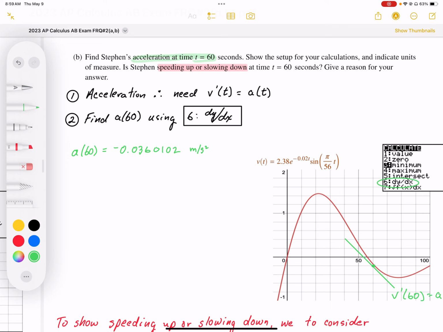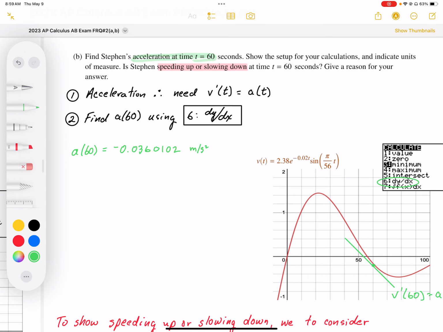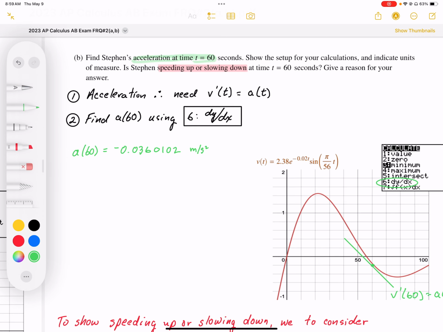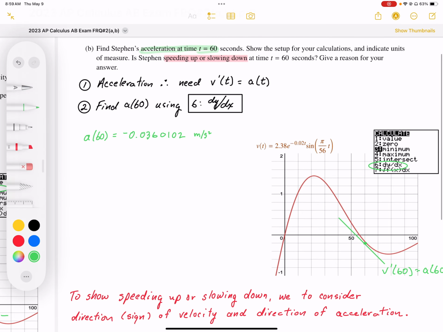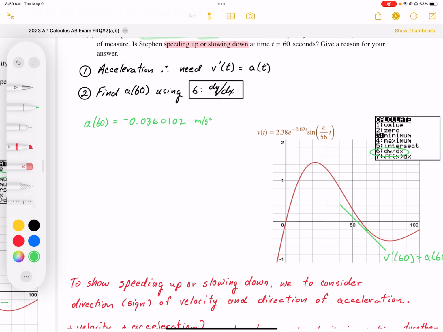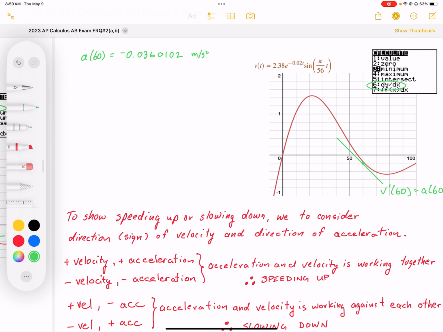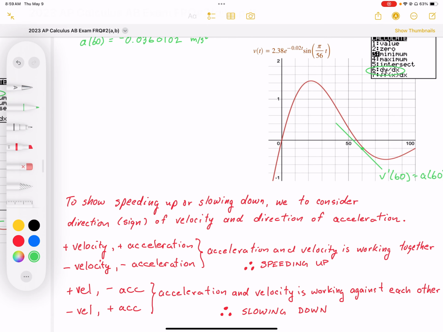The second part of this question asks, is Stephen speeding up or slowing down at time t equals 60 seconds, and give reasons for your answer. Well, to know if something's speeding up or slowing down, first of all, we have to remember that velocity and speed are different. So to analyze speeding up and slowing down, you have to consider the sign of the velocity and the sign of acceleration. So that's important. And we need to consider how they are relative to each other.